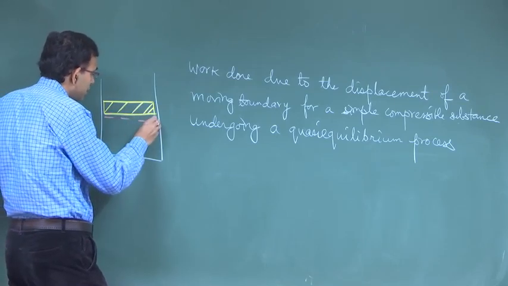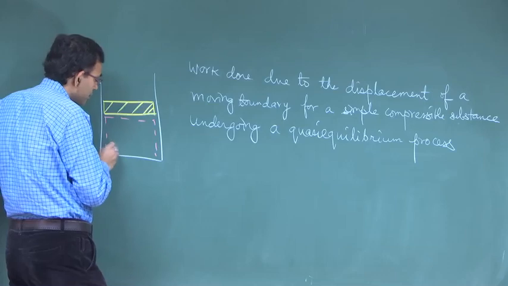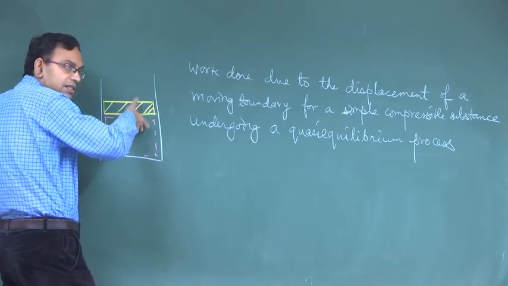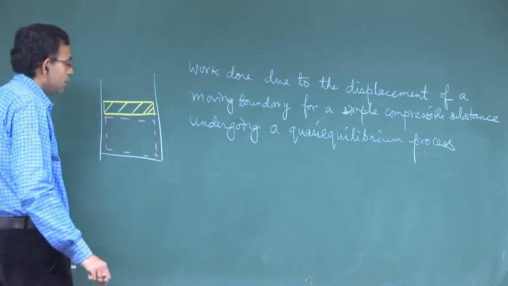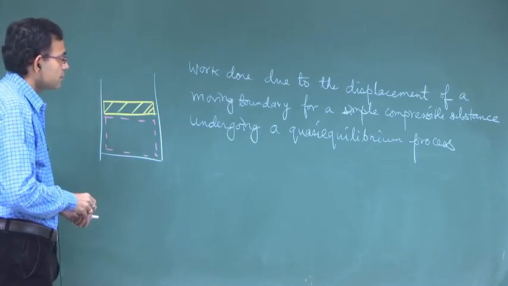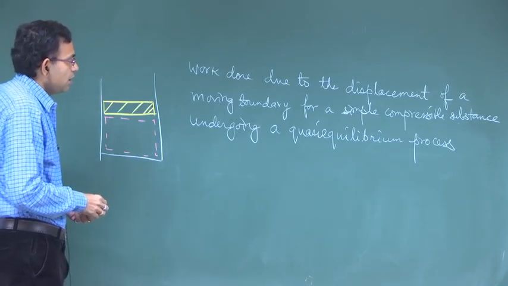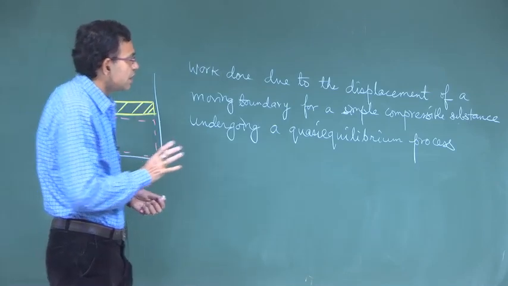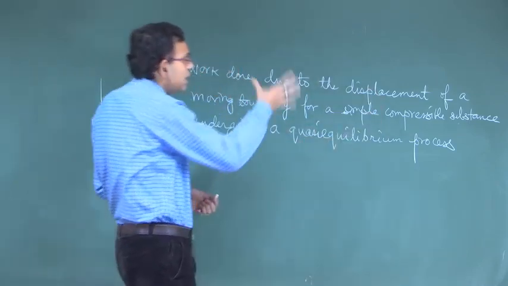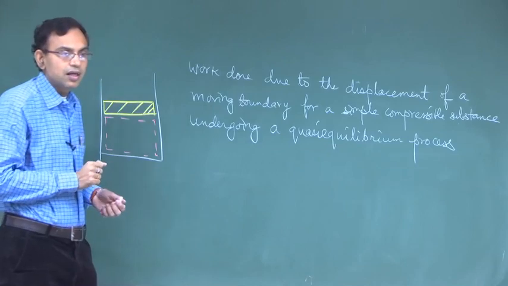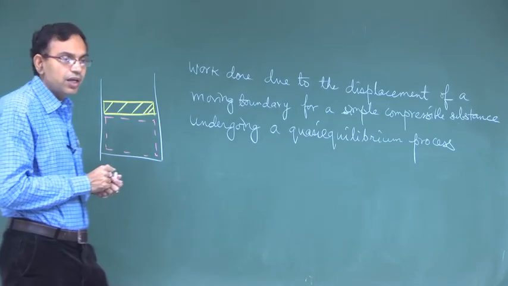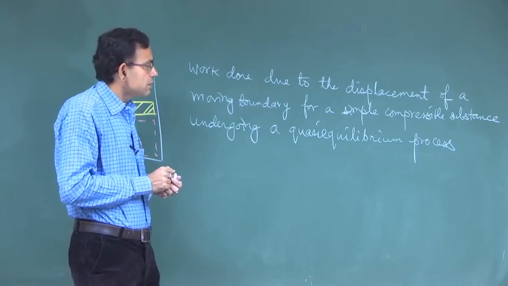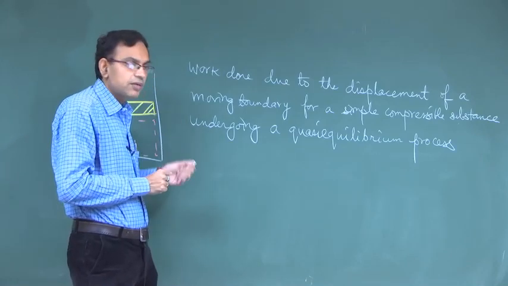the system boundary. This is the system boundary. The system boundary gets displaced because the piston is moving. There are certain keywords in the description of this heading and I will go through the keywords very carefully before getting into the expression for the work done.